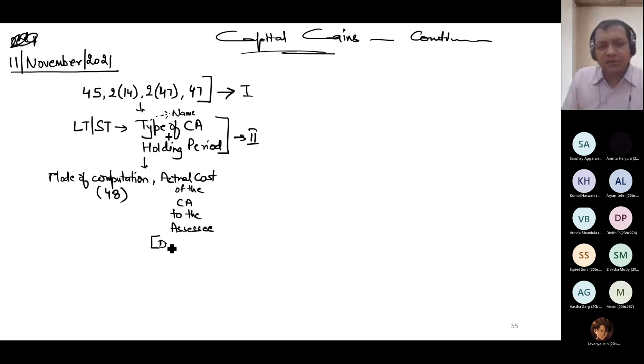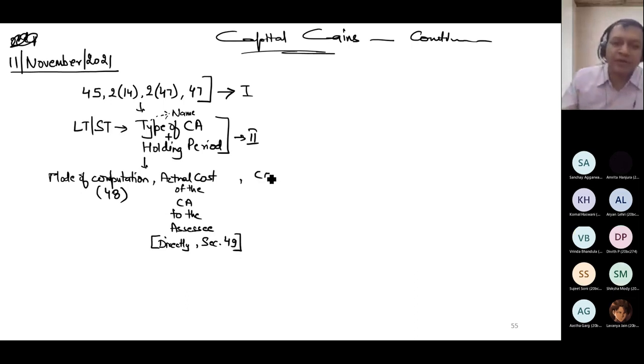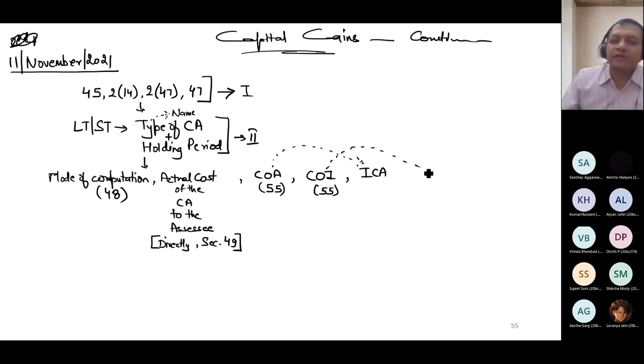Either I am having this cost directly, or if I am not having it directly, then I will take the help of section 49, where I become the owner of the asset because of some situations which are other than the situations when I actually purchased it. Once I am having actual cost, then I will go to determine cost of acquisition, section 55. I must determine cost of improvement, section 55. I must determine indexed cost of acquisition. On the basis of cost of acquisition, I will determine indexed cost of acquisition, and on the basis of cost of improvement, I will determine indexed cost of improvement.